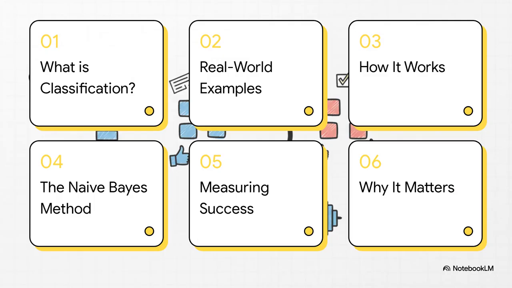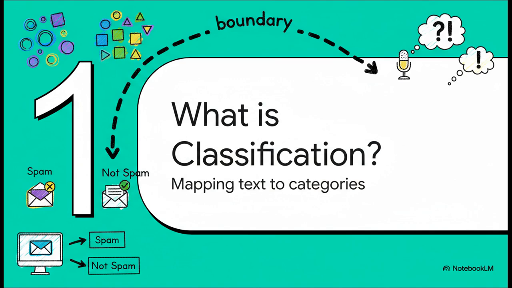So here's what we're going to cover in this Explainer. We'll kick things off with its core mechanism, then get into the super important step of turning text into numbers. After that, we'll look at how the model actually learns, how we can handle more than just two choices, and how we can tell if it's actually doing a good job. And finally, we'll talk about why this classic model is still a major player today. All right, let's get right into it.